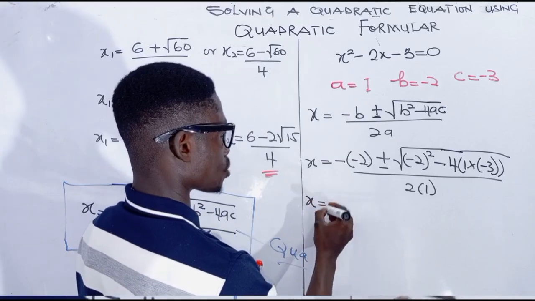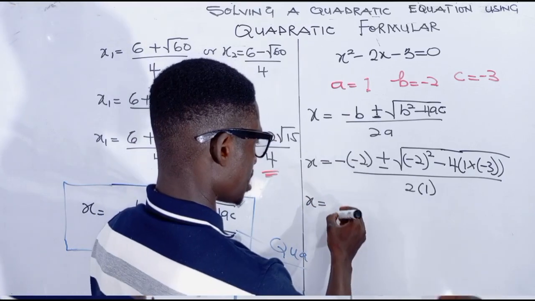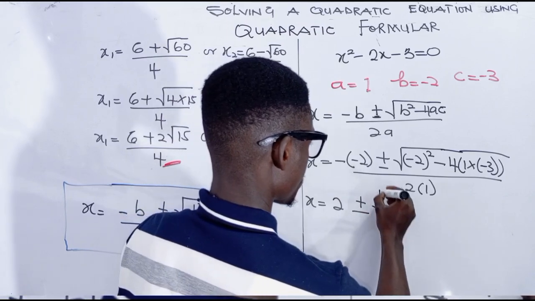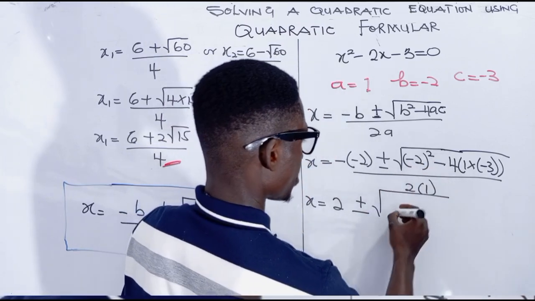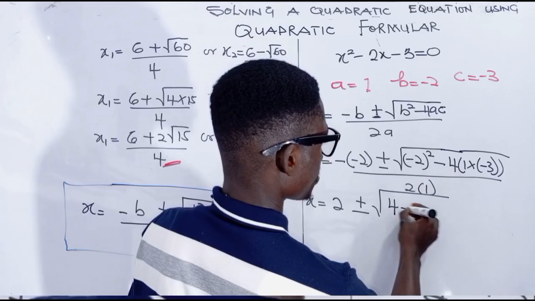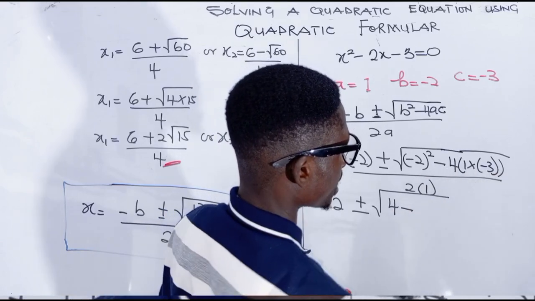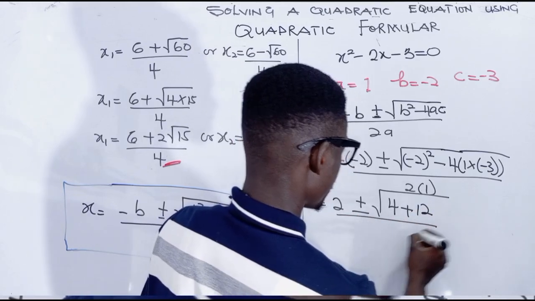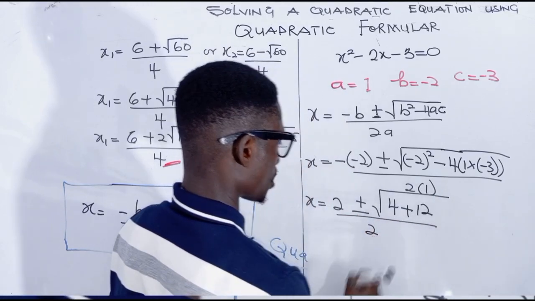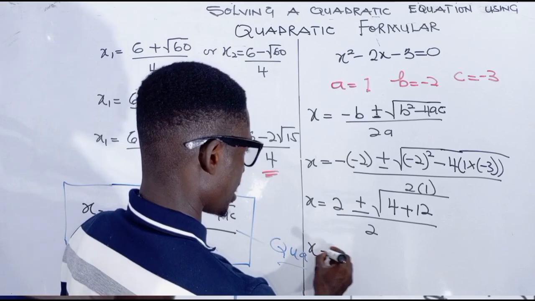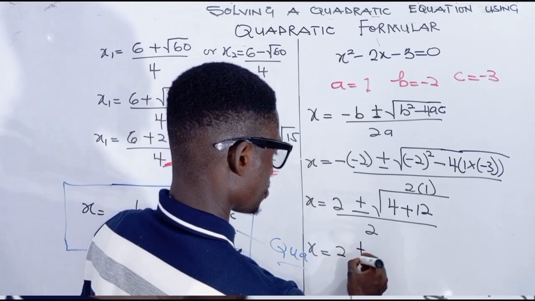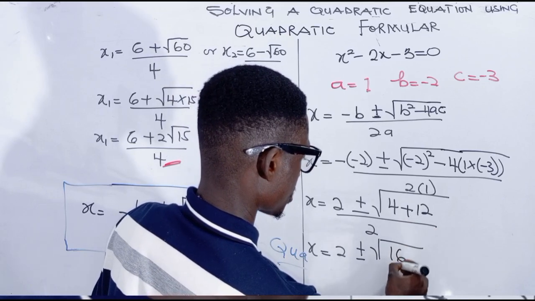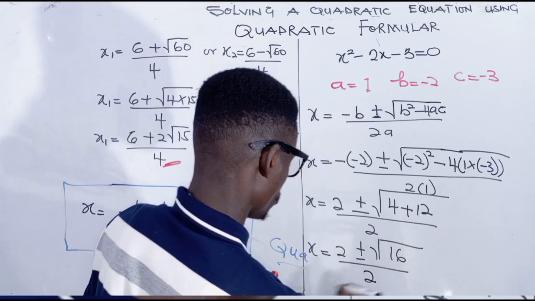So let's perform some small algebra here. This is going to give us positive 2 plus or minus, this is going to give us positive 4. We have this minus, this will give us minus 12. So plus what? 12. And all of this is over 2 times 1, which will give us what? 2. So we have x is equal to 2 plus or minus, 4 plus 12 will give us what? 16 all over what? 2.